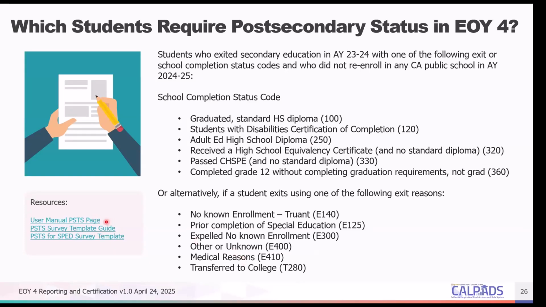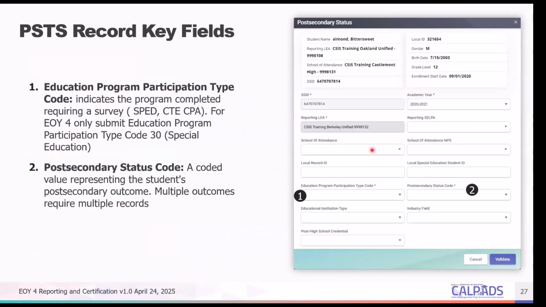Encourage you to go there. There is also the link to the PSTS survey template guide and the SPED survey template. So once you've determined the list of students, you can then go ahead and create a template that you would attach to a communication you would send to those students. If your students then answer those questions and send back results, you then import that in your special education system and then extract together with your other files come end of year four.